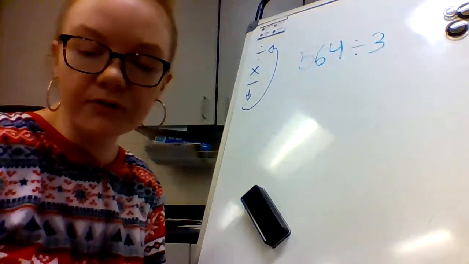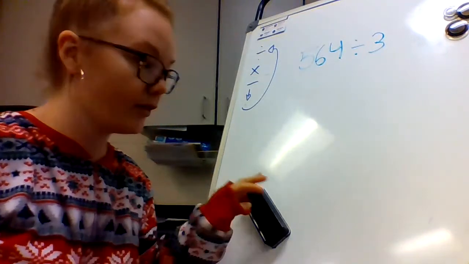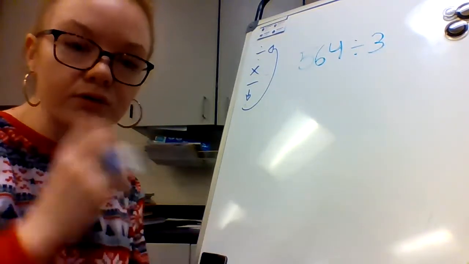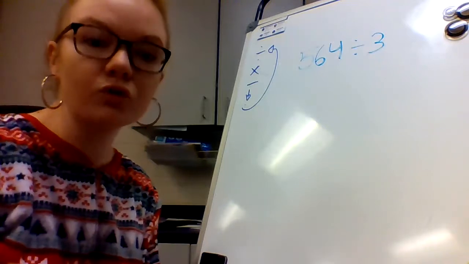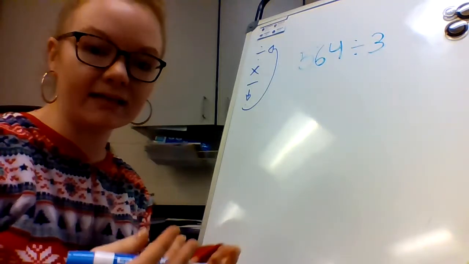So if we have the number 564 divided by 3, what we're doing when we're using area model is we're using area, we're using space.